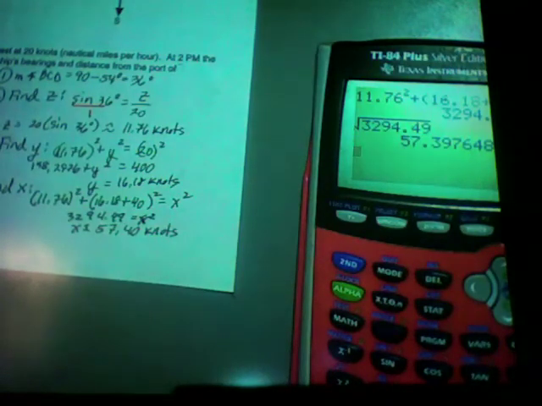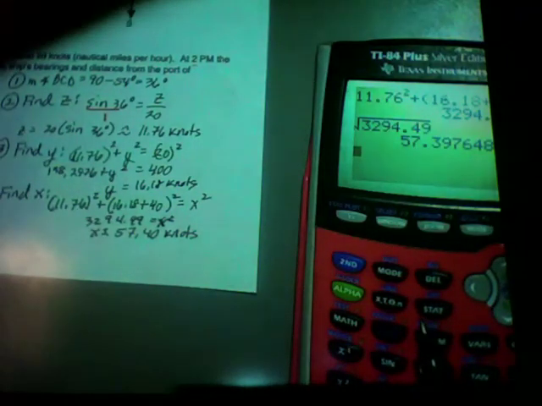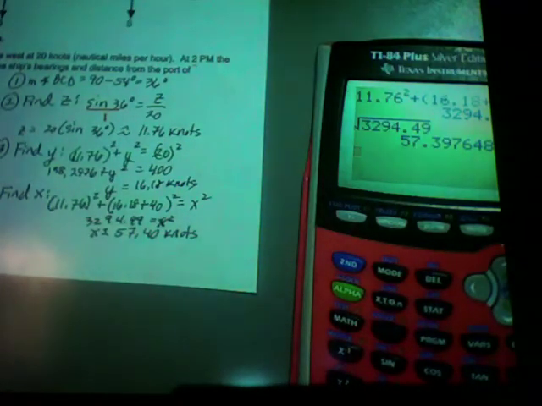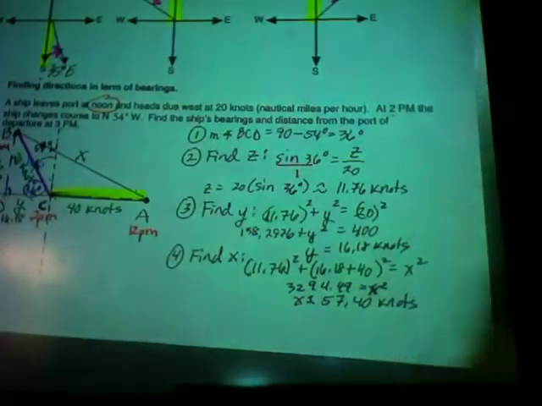Part. I thought that was the last part. Well, we have to find our bearings. I thought we already did that. No. Wasn't the bearings number 2 or 3? No, we have to find, okay, so here's the deal. The question says find the ship's bearings and distance from the port of departure. So here's what we're going to do. Remember, the port of departure, point of departure, was here.